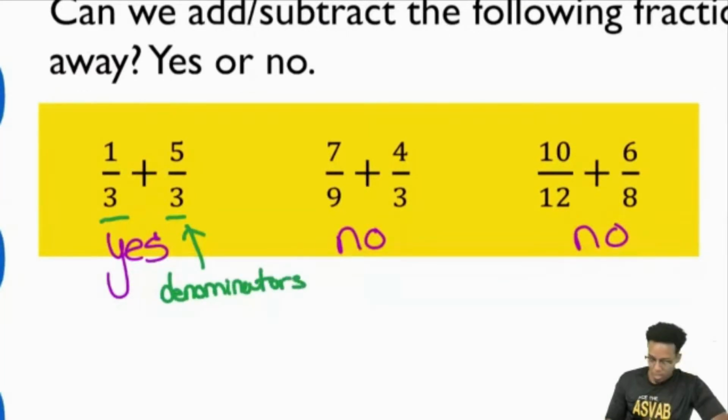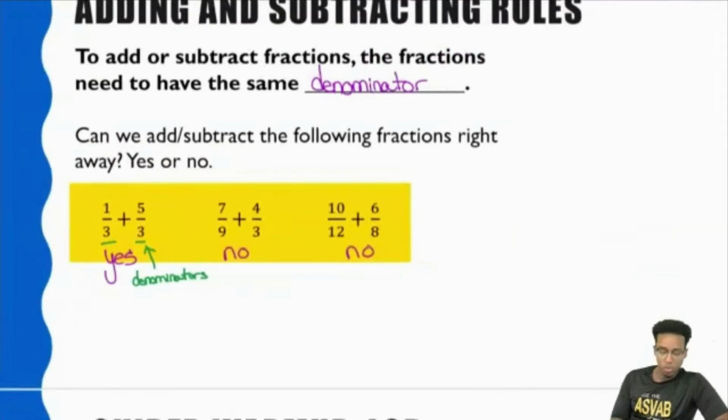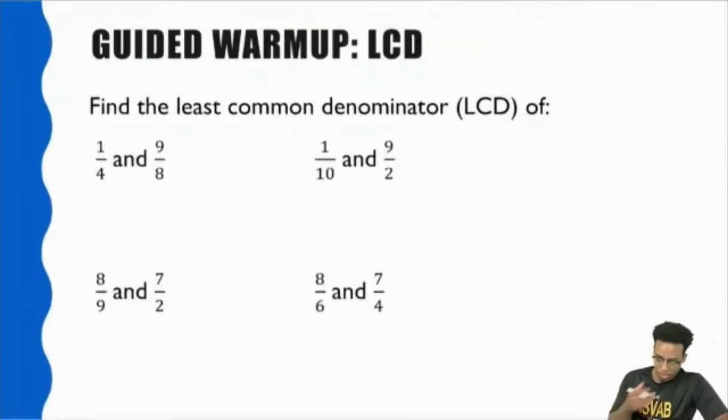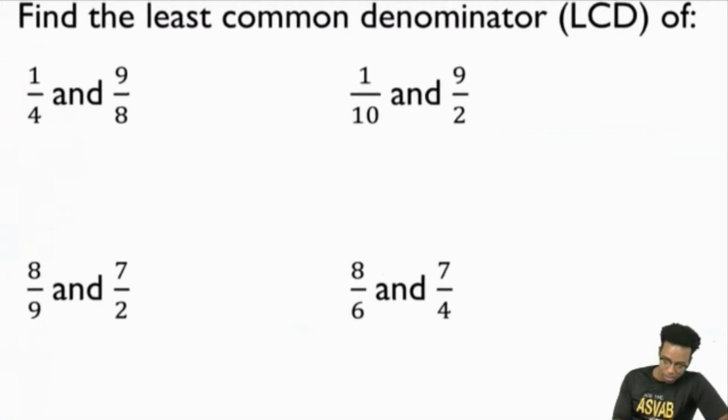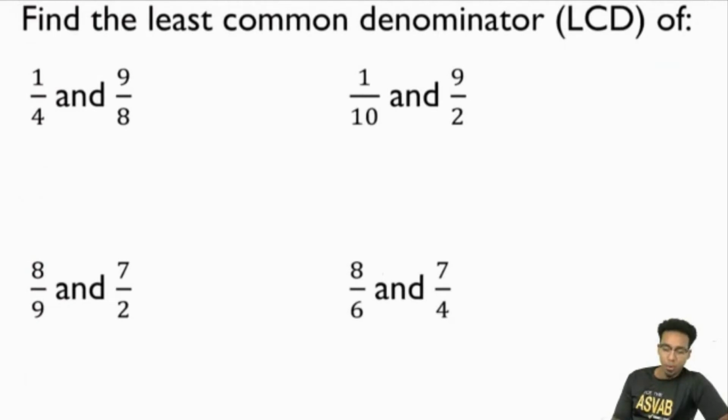All right. So we're not going to add these right now. I'm just refreshing on that. Because what we're going to do next is find the least common denominator of these 4 pairs of fractions. And we're going to use that to keep warming up. We're going to be talking about the majority of word problems in about 15 minutes here. So here we go. Find the least common denominator of these 4 fractions.